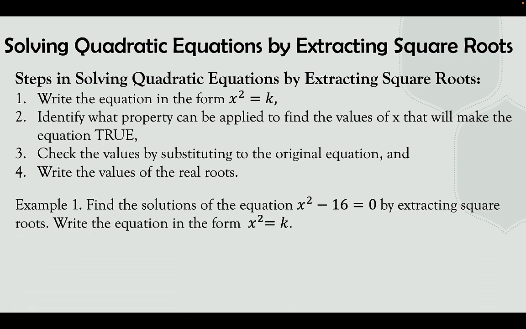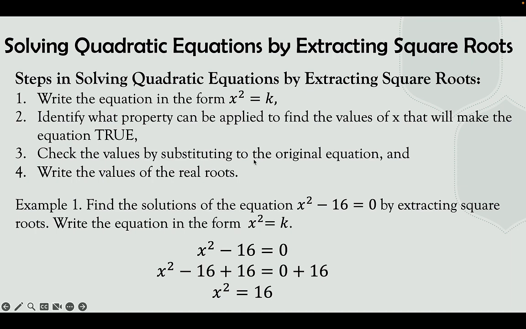Example. Find the solution of the equation x squared minus 16 equals 0 by extracting square roots. Write the equation in the form x squared equals k. So we have x squared minus 16 equals 0. Our goal here is to have negative 16 on the right side. So we will use the addition property of equality, adding 16 to both the left and the right, so that we have x squared equals 16.